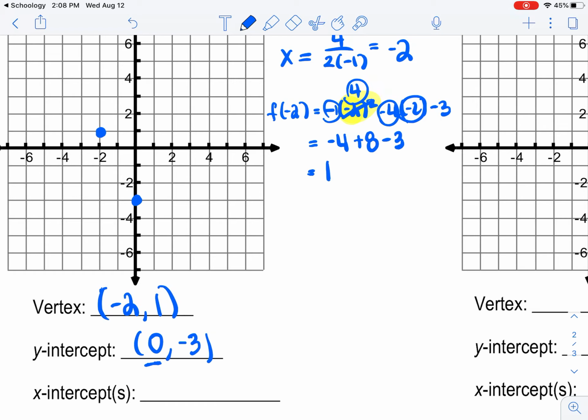Also, I know that that point's reflected over this line of symmetry right here. So I know that I have another point right here. Okay, so far.